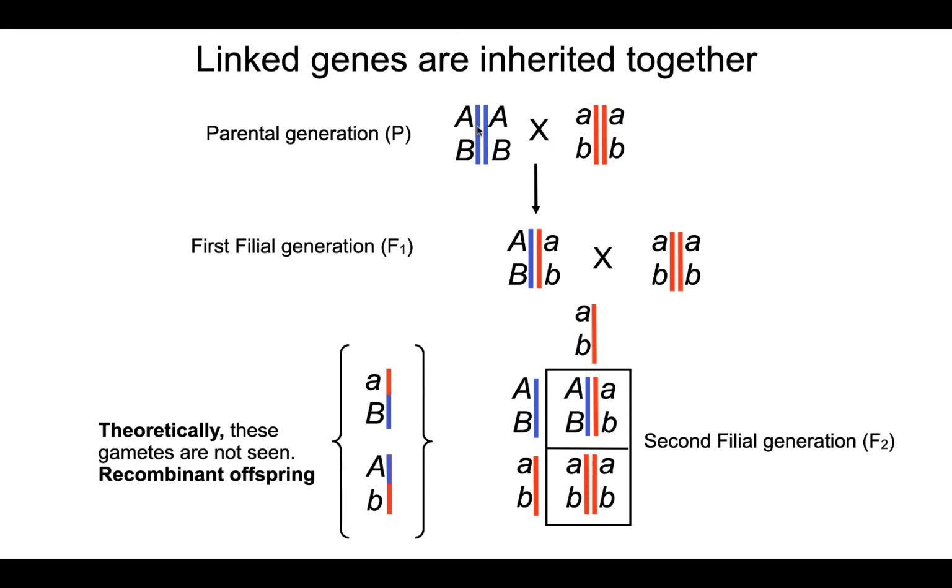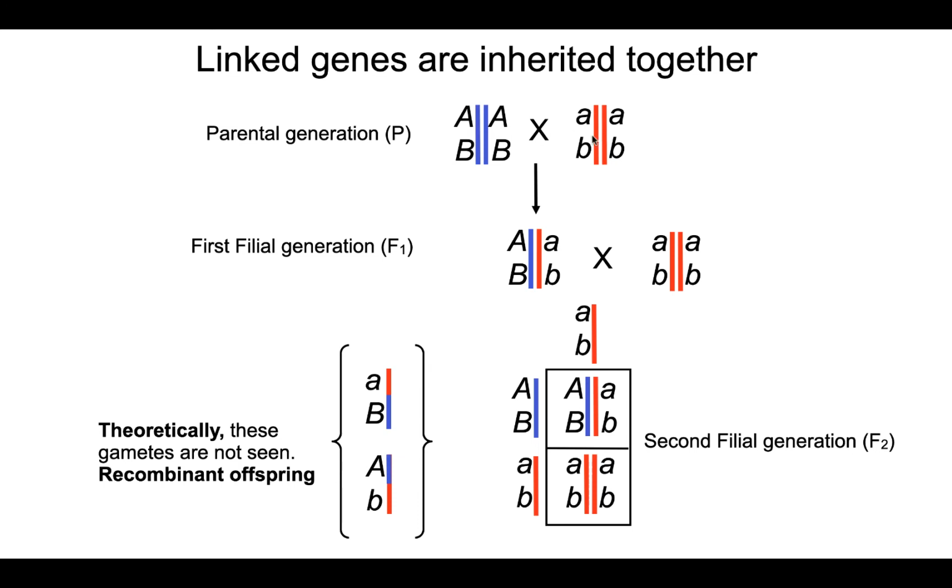And so what we have here is this person is homozygous for the capital A allele and homozygous for the capital B allele. And here's another individual that we're crossing here. This is our parental generation, or our P generation. And this person is homozygous for the little a and homozygous for the little b allele. So again, these aren't sister chromatids, these are homologous chromosomes, right? They haven't been replicated yet.